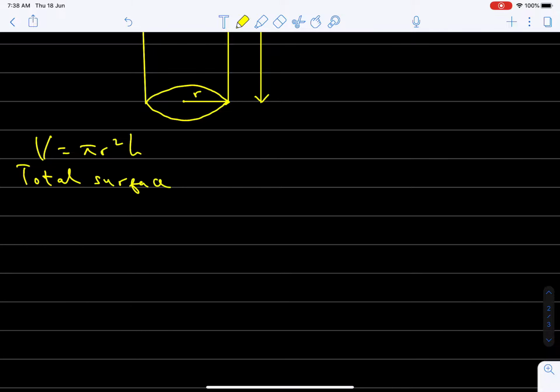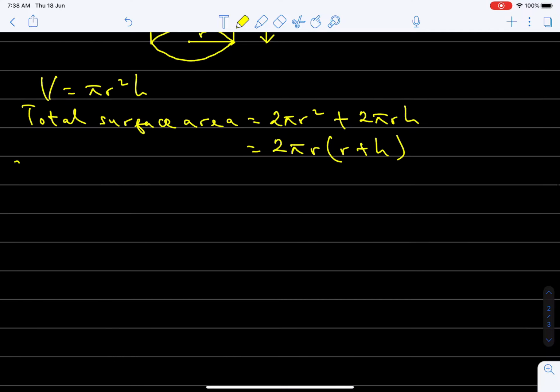The total surface area of the cylinder is given by the sum of the areas of the two circular faces plus the curved surface area, which is 2 pi r h. And this can be reduced to 2 pi r into r plus h. And the curved surface area is given by the formula 2 pi r h.